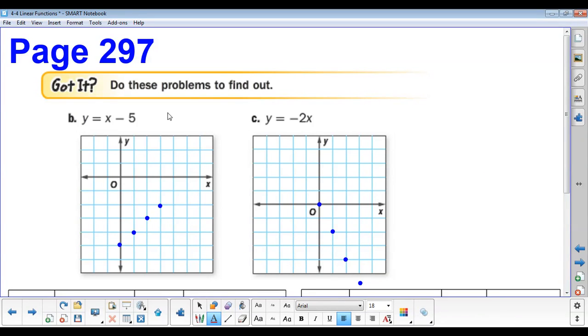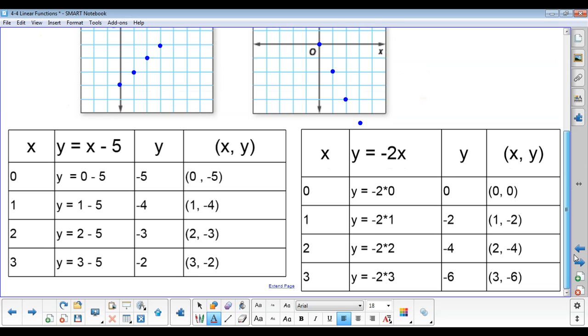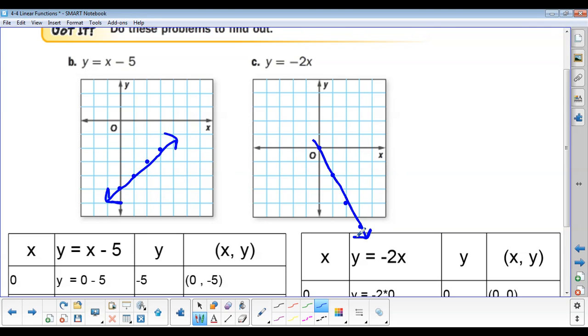Okay, so we have page 297. I went ahead and filled out these tables and plotted these points. Now all we need to do is connect the dots. Whenever we have equations and not word problems, just always draw a line through them and put arrows at both ends. Unless it's a word problem and we have to figure out if it's continuous or discrete, always assume it's continuous.